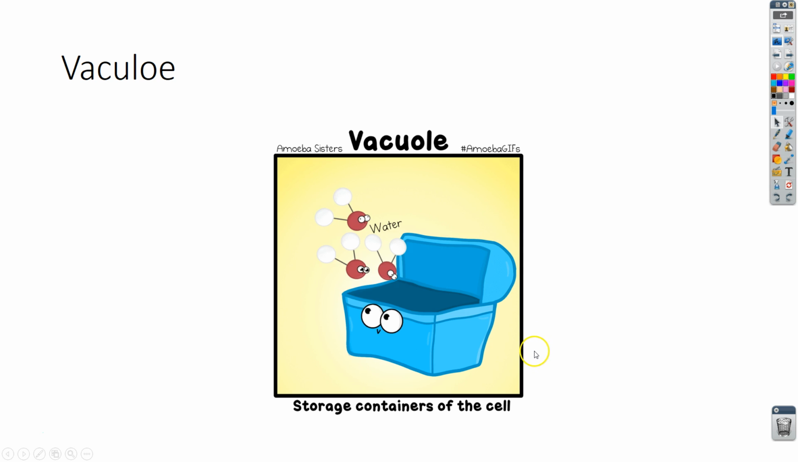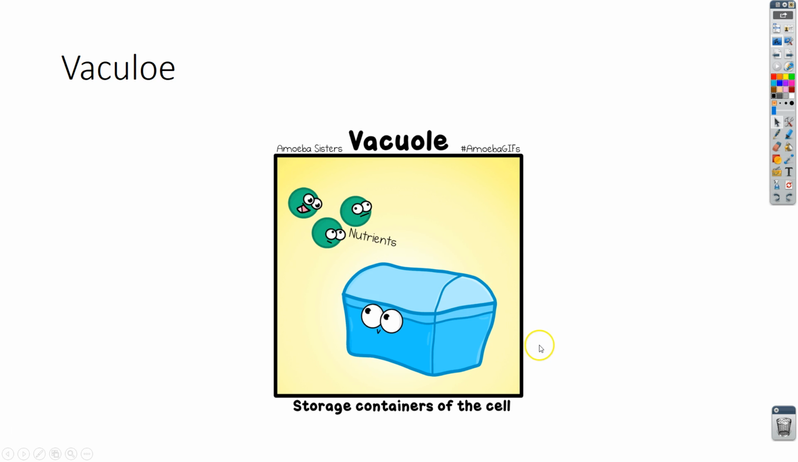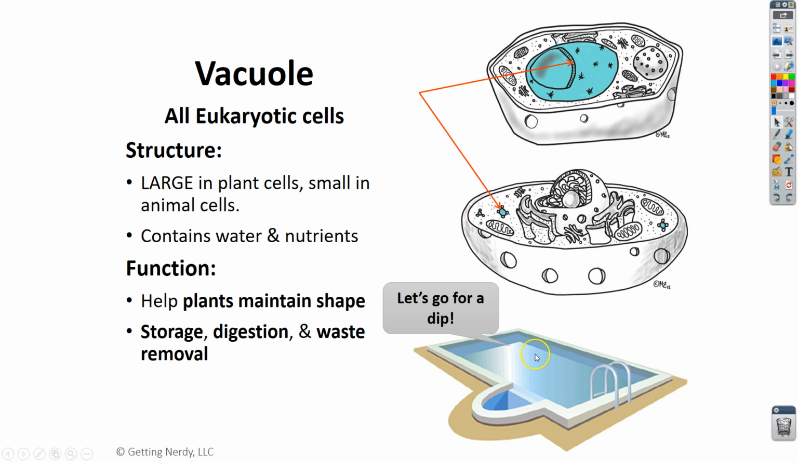The vacuole is the next part. These are storage containers of the cell. These are found in all eukaryotic cells, so you'll notice there's a huge one inside the plant, and then much smaller ones inside of animal cells. They contain both water and nutrients. So here they help plants maintain the shape, and they're also involved in storage, digestion, and waste removal.